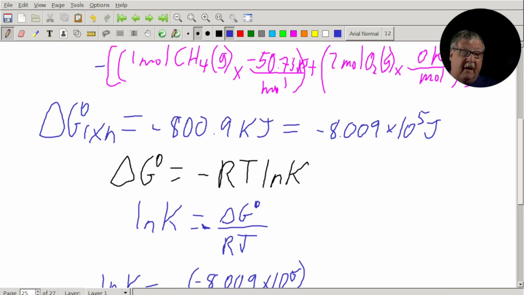Not only from delta G do we get whether a reaction is spontaneous or not. Okay, that's a qualitative assessment of delta G. But the actual number that we calculate represents the maximum amount of work that we can get from a chemical reaction.